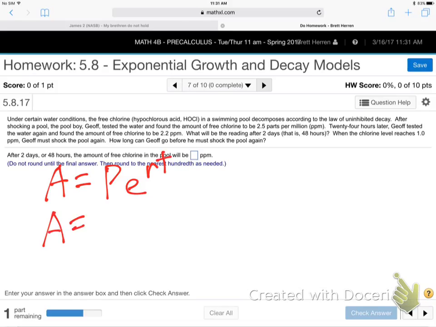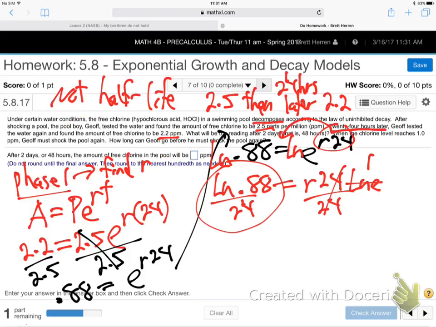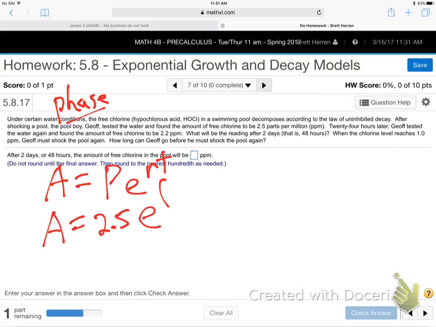What does that say when the chlorine level reaches 1? Yeah, we'll get to that one. Oh, 1.0. It says 1.0. Yeah, it's off your screen. So what was the amount? 2.5, right? And the R, I forgot. Everybody got that copied down there? The R is natural log of 0.88 over 24, times T. And what's the T? 48 hours, right?